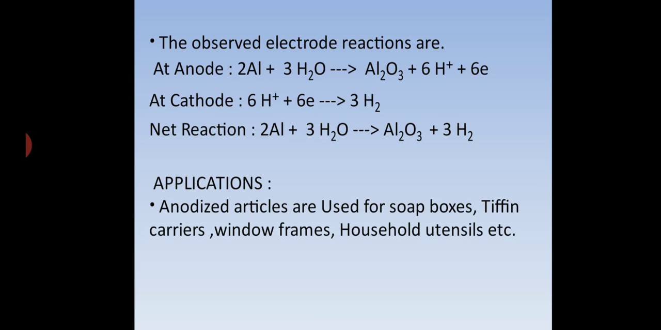So students, this was anodizing of aluminium. In the next video we'll see the other corrosion control methods. So thank you.